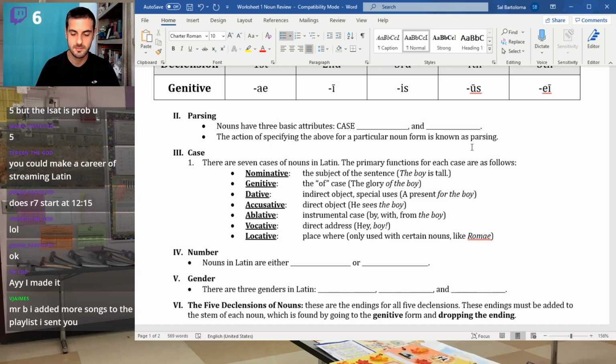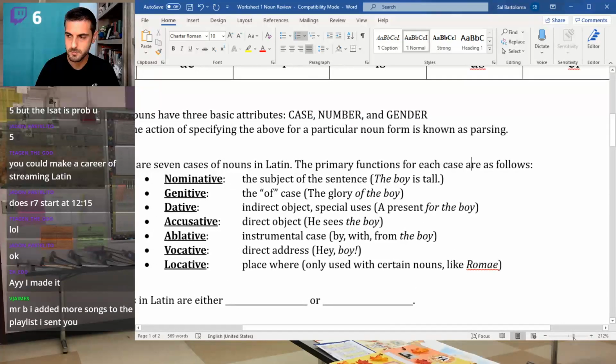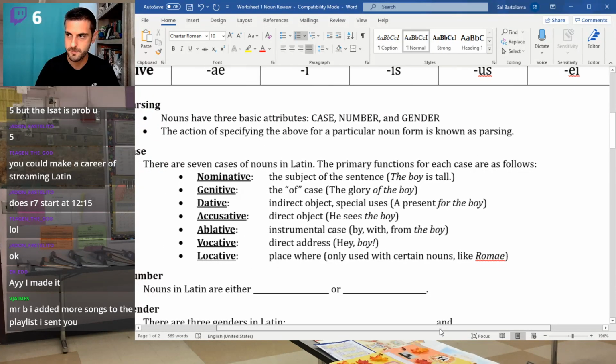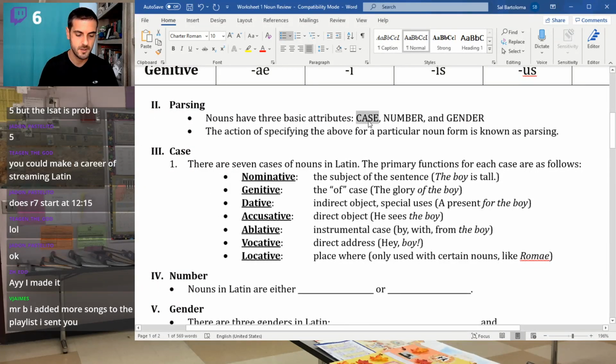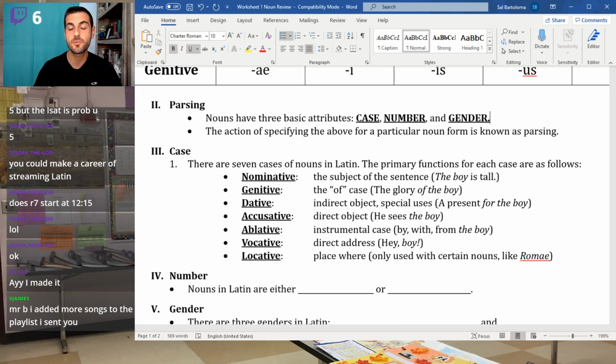They have case, they have number, and they have gender. I'm going to zoom in a little bit more for you guys so you can see that a little bit better. Yeah, that looks pretty good. So nouns have case, nouns have number, and nouns have gender. If I ask you to identify a noun, those are the 3 things I'm looking for: case, number, and gender. Gender, number, and case. The order is kind of whatever you want.